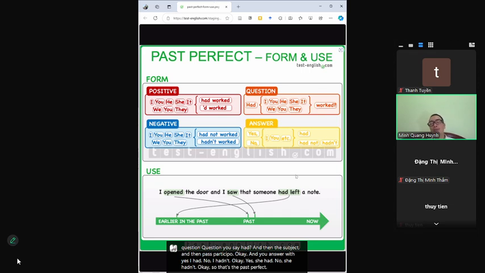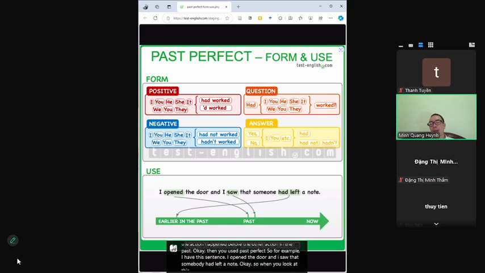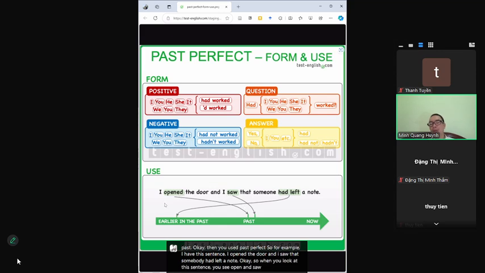Now we use the past perfect when we have 2 or more actions, and one of the actions happened before the other action in the past. So for example, I have this sentence: I opened the door and I saw that somebody had left a note. When you look at this sentence, you see opened and saw in the past simple, right? Because it happened in the past.